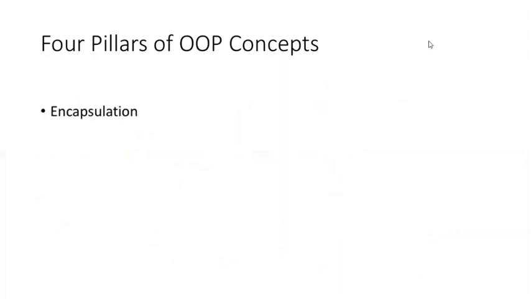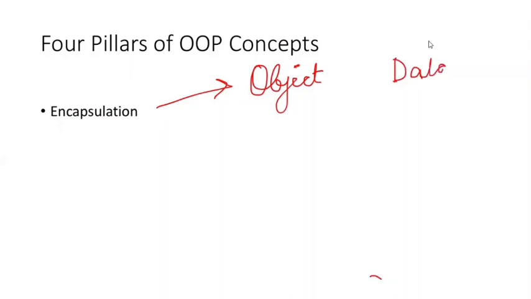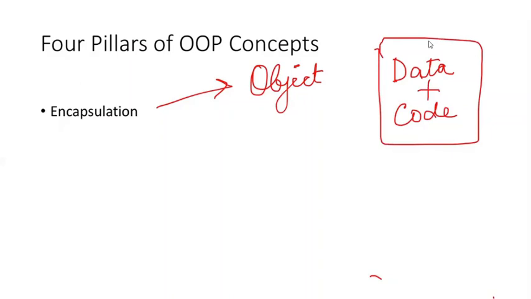So what are these? The first thing is encapsulation. I have already talked about an object. So we have an object. So what is an object? An object is nothing but the data and the code working on this data put together as one single unit.